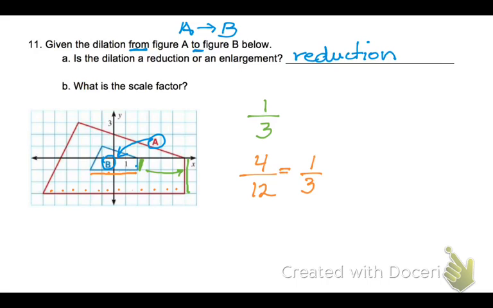Now, a lot of people came up with 3. What's wrong with 3? Remember, for a reduction, the scale factor is less than 1. And I wrote that on a lot of your papers. Scale factor is less than 1. So you had to choose the ratio that was less than 1. And that's 1/3. It is not 3. Okay, I'm going to stop this video here and continue on the next one.